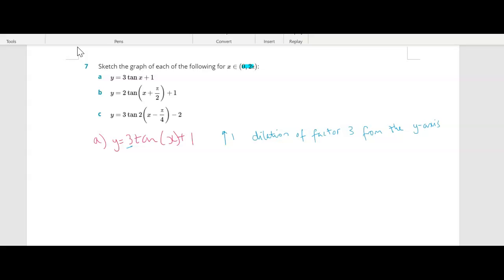In tan graphs, we don't have an amplitude. That's just for sine and cosine graphs. Your value of n helps you find your period. We did this in the previous video. So the period for a tan graph is different to a sine and cosine graph. It is pi on n. I'm so used to writing solutions. So in this case, n is 1, so it's just going to be equal to pi.